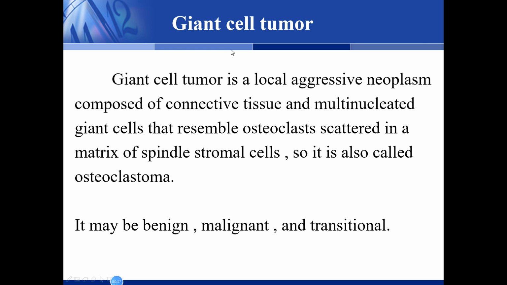Giant cell tumor. Giant cell tumor is a locally aggressive neoplasm composed of connective tissue and multinucleated giant cells that resemble osteoclasts scattered in a matrix of spindle stromal cells. So it is also called osteoclastoma. It may be benign, malignant, or transitional.